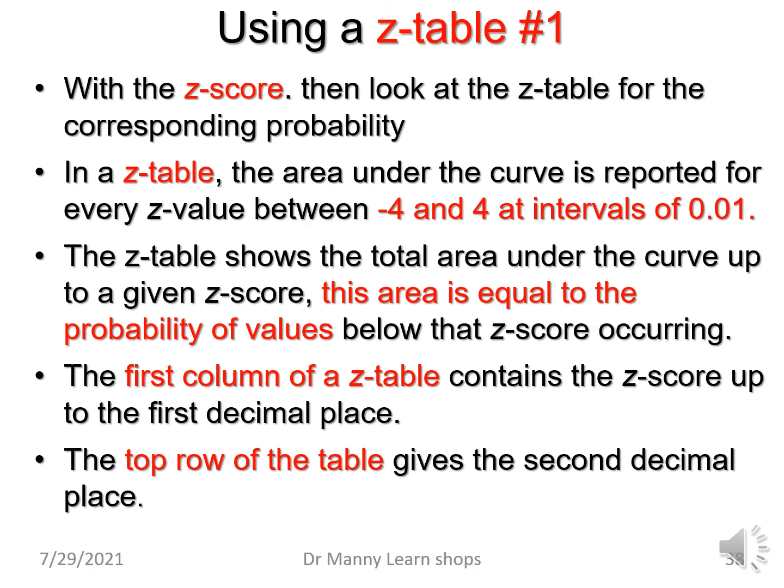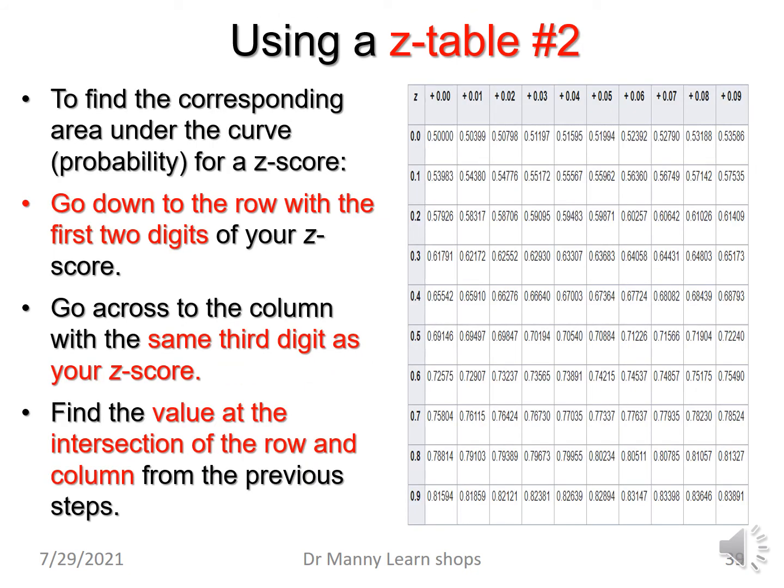The first column of a Z-table, take note, contains the Z-score up to the first decimal place. The top row of the table gives the second decimal place. When you're using a Z-table to find the corresponding area under the curve probability for a Z-score, go down to the row with the first 2 digits of your Z-score. Then go across the column with the same 3rd digit as your Z-score. Find the value at the intersection of the row and column from the previous steps.